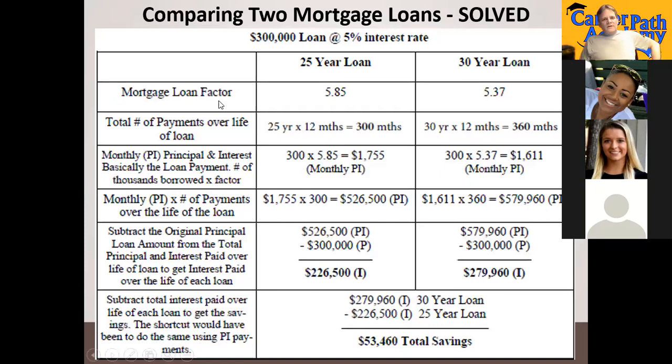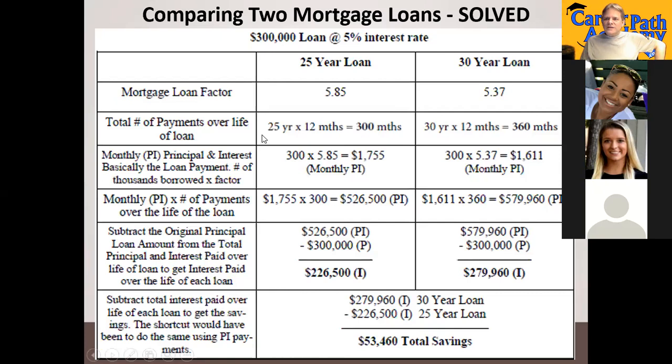So this is the breakdown on how you would do this. The factor for the 25-year loan at a 5% interest rate is 5.85, and 30-year at 5% is 5.37. You take the total payments over the life of the loan. How many payments in a 25-year loan? Well, 12 months in a year, 12 months times 25 is 300, and 360 in a 30-year loan. That's the key for solving this problem.